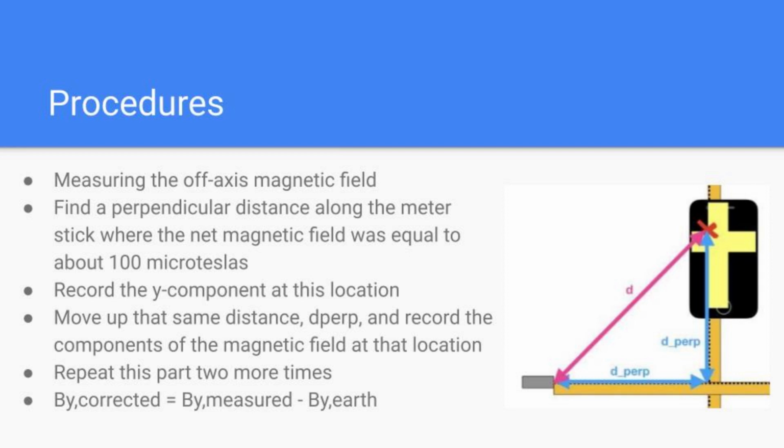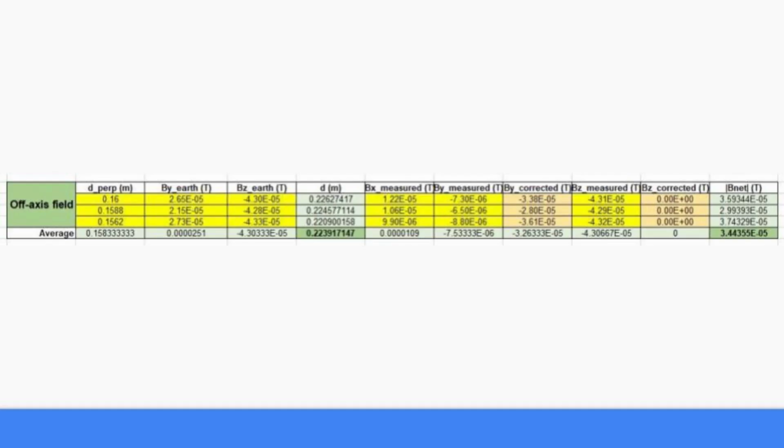The value for By is corrected by taking the By measured and subtracting By Earth. These recorded values are entered into the spreadsheet to find the magnitude of the net magnetic field, which we will use to compare to the values calculated by the code.